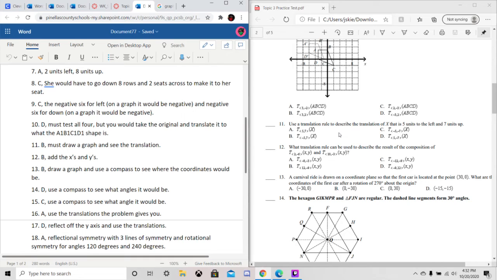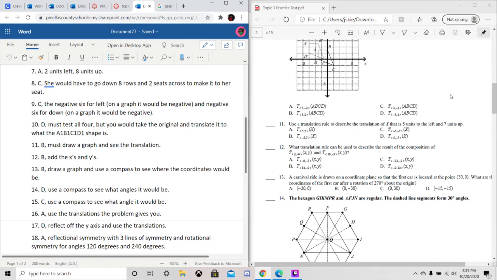5 units to the left, that's -5, and 7 units up, that's +7. So that would be B. You could use a graph and be all complicated, but you could probably just explain it. You don't have to draw a graph. My math teacher just accepted me explaining it.